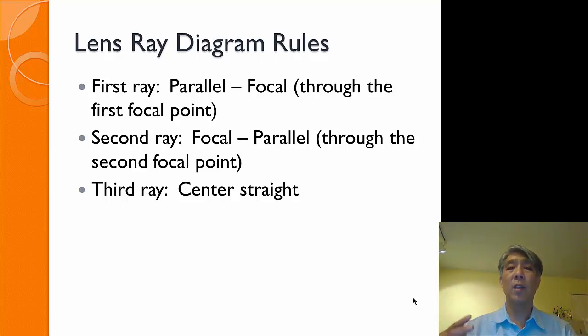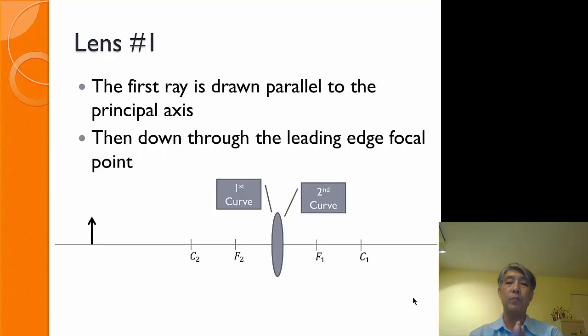So what we need to remember is that the first ray, parallel focal, goes through the first focal point. And the second ray, focal parallel, goes through the second focal point. And there's always that third ray to double check ourselves. The first ray, just like with the mirror, is drawn parallel to the principal axis, then down through the focal point that corresponds to the leading edge, or the first edge.